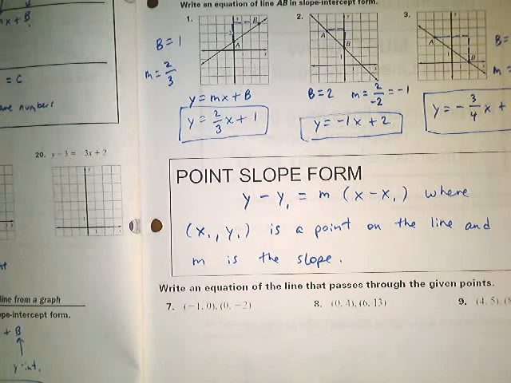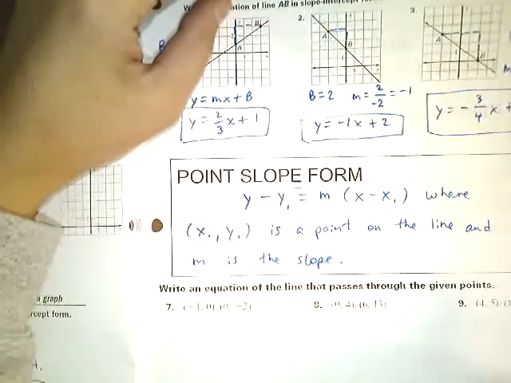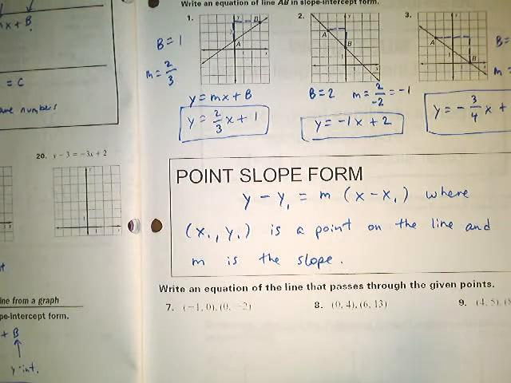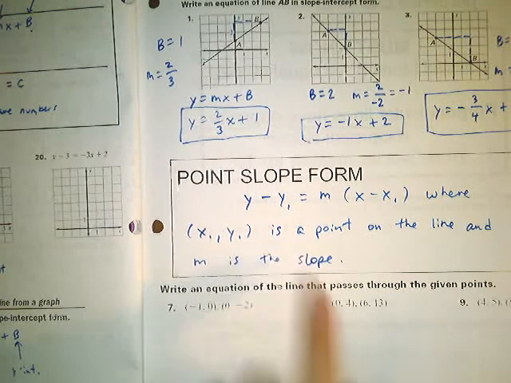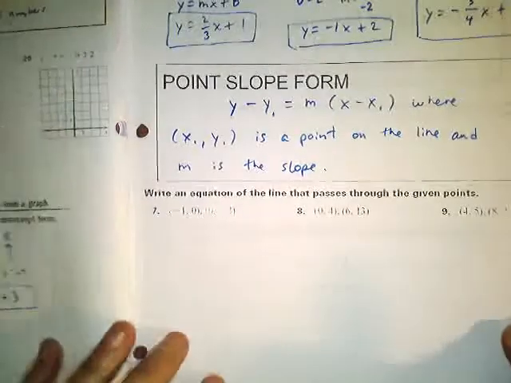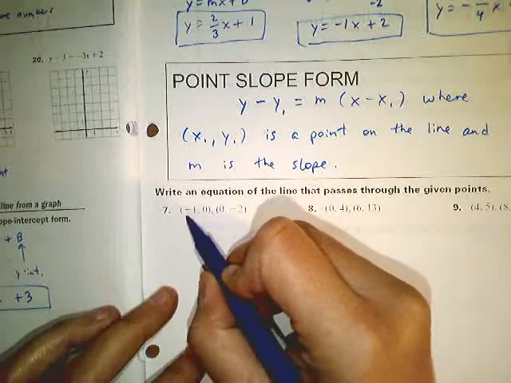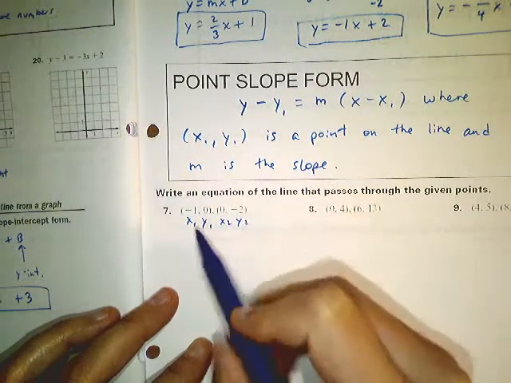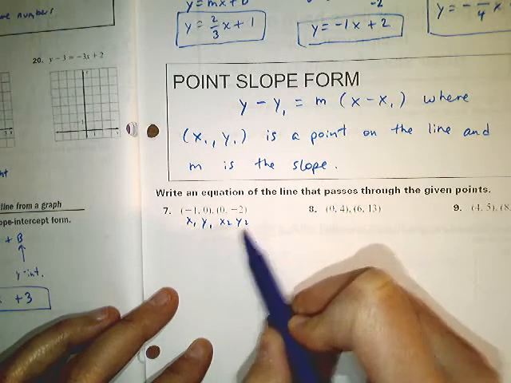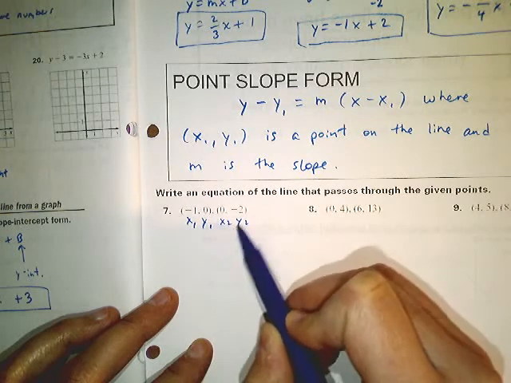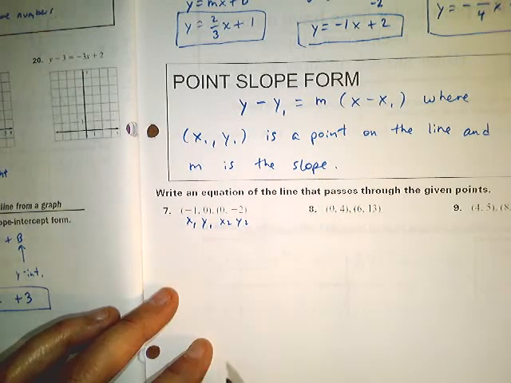Okay. So, for examples 7, 8, and 9, what we're going to do is find the equation of the line using this technique of the point slope form. If this is my x sub 1 and y sub 1, and this is my x sub 2 and y sub 2, remember that these are called ordinal numbers. This is the first x and y that I see, so that's why it's sub 1, and this is the second x and y values that I see, so that's sub 2.